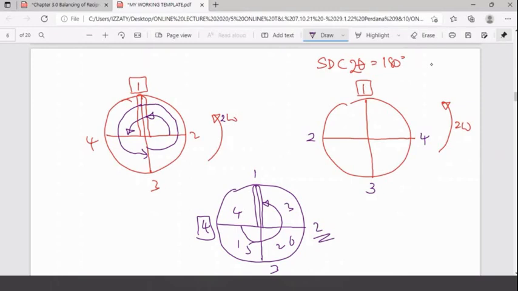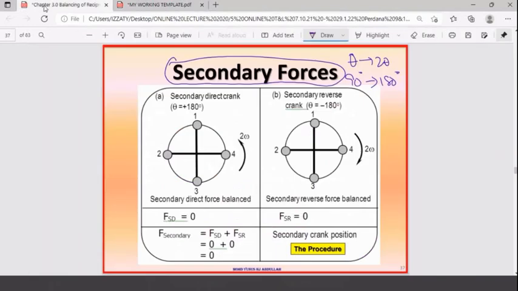So if you construct a polygon, even though the question doesn't ask you to construct a polygon, you'll be getting a very nice square. So it is a closed polygon anyway. So if we go back to the result, you will have a very nice result here. So it becomes 0, as the system or the engine is balanced on that particular part. Okay, now we move to the secondary reverse.